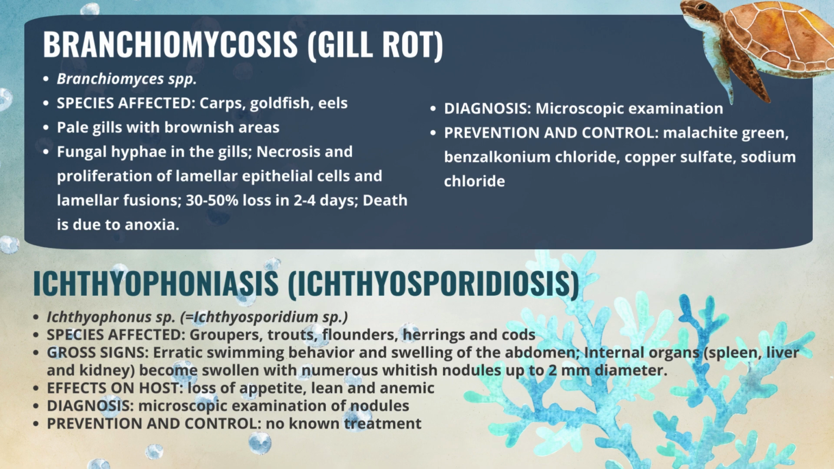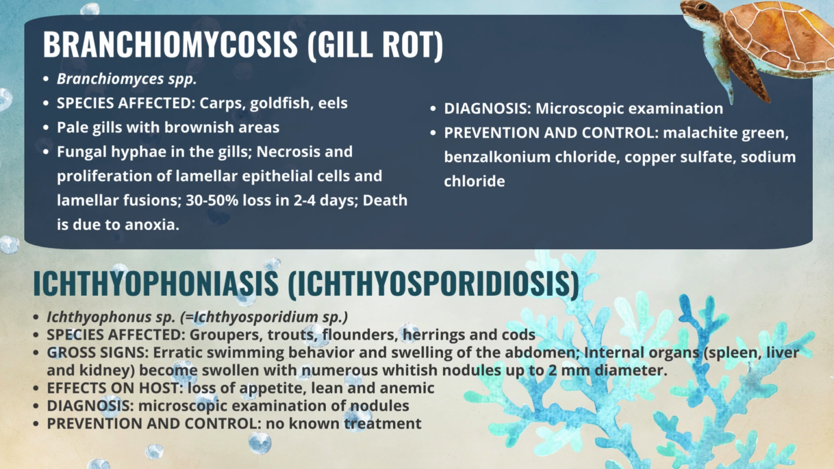As the infection persists, fungal hyphae in the gills obstruct the circulation of the blood. Necrosis and proliferation of lamellar epithelial cells and lamellar fusions may be observed. The disease can appear suddenly and often has a rapid course, with losses as high as 30 to 50% occurring in 2 to 4 days. Death is due to anoxia.